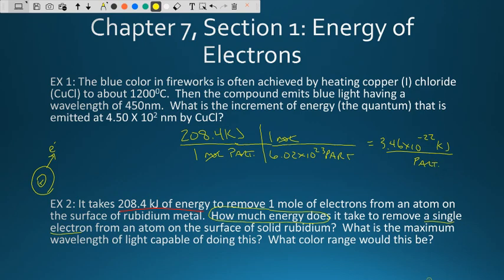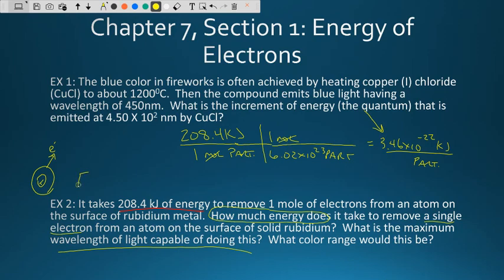All right, so that's the first part. And it's just saying how much energy it takes to remove 1 single electron when we're given a mole in the beginning. Now, the true question of this is asking, what's the maximum wavelength of light capable of doing this? What wavelength would it take to actually get that when we use that much energy?